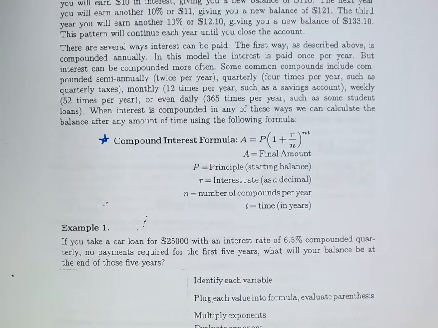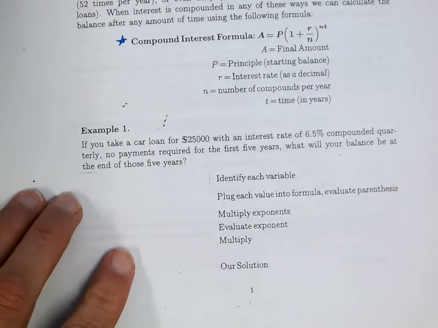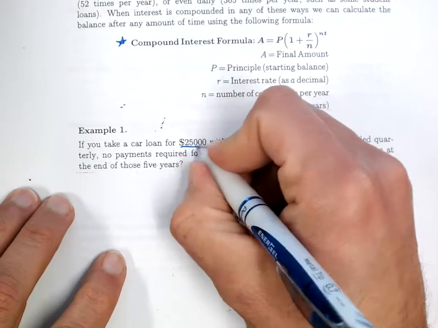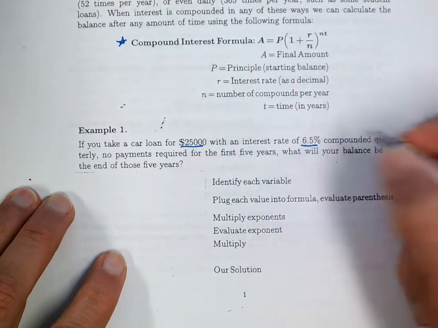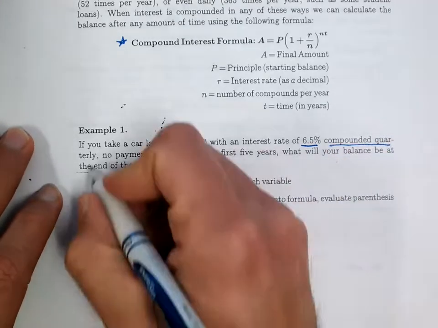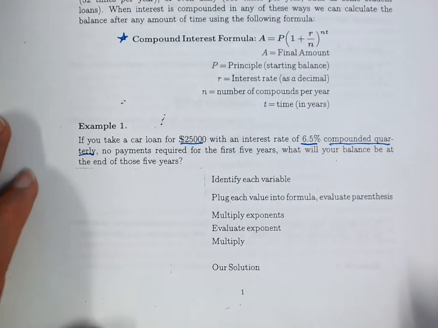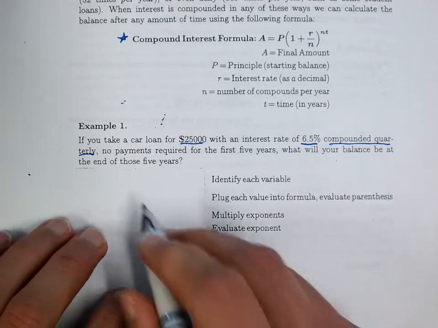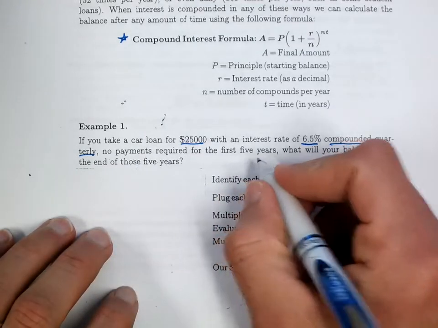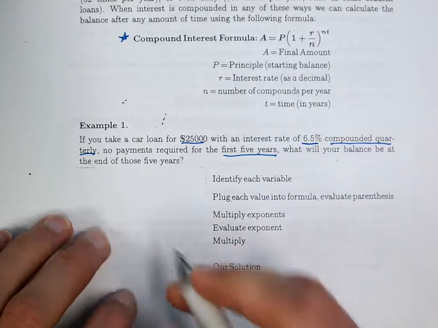All right, so let me just jump straight to a problem so make sure you know what I'm trying to say here. So on this one right here, it says if you take a car loan of $25,000 with an interest rate of 6.5% compounded quarterly. All right, so quarterly means the N is 4 because you're splitting those interest rates in 4s, essentially. It says no payments are required for the first 5 years. What will your balance be at the end of those 5 years?